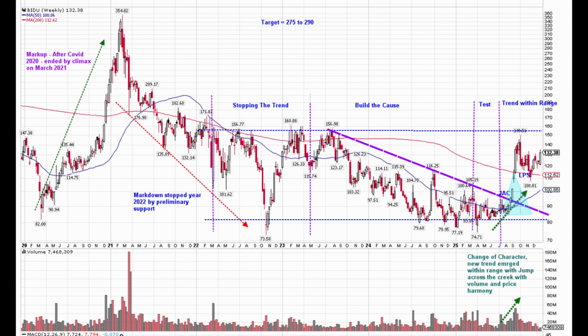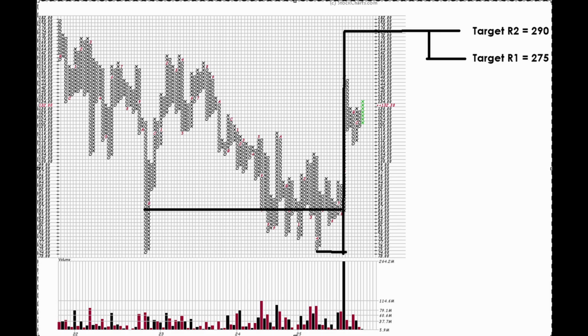After that breakout and a potential backtest, we expect the price to push toward our target based on the cost built since late 2022. The projected price target is $275 to $290. We expect this target to be reached in the coming weeks and months of 2026.